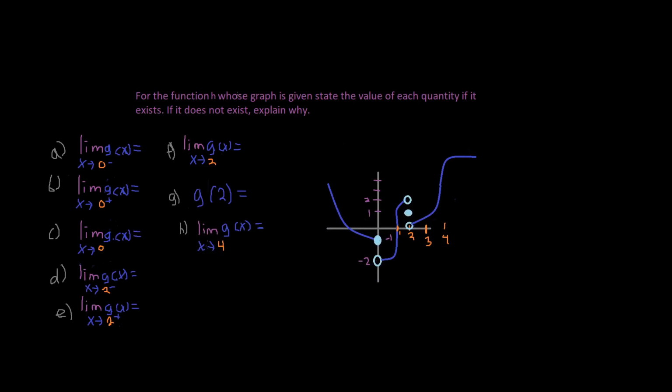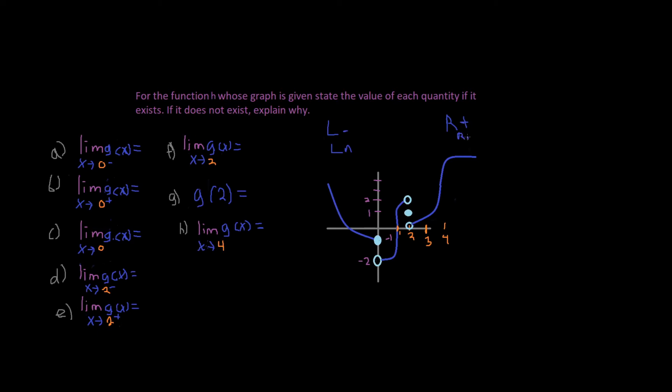Alright, for the function whose graph is given, state the value of each quantity if it exists. If it does not exist, explain why. Alright, so limit of g of x as x approaches 0 from, remember what I said those other times. We put our mnemonics. It says L negative, R positive. And so remember what I told you last time. We put ln, rn.